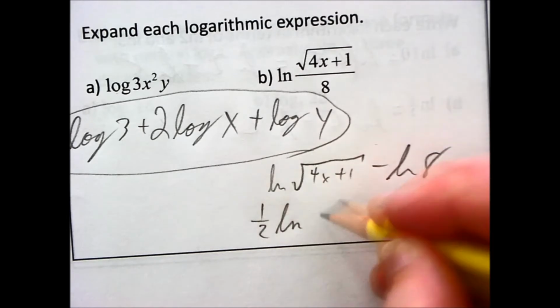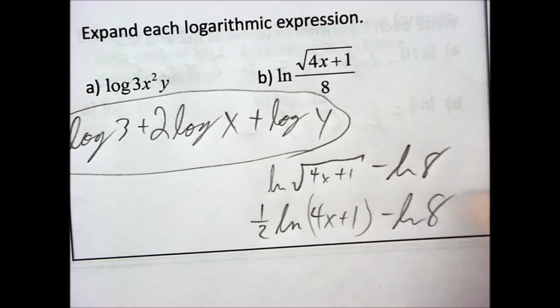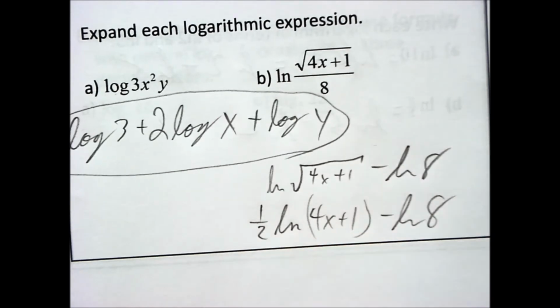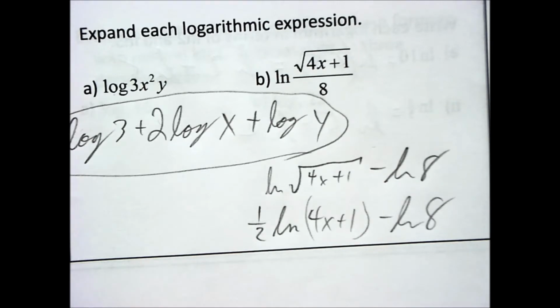So I have 1/2 ln of 4x plus 1 minus ln of 8. Now can I split this up at all, the 4x plus 1? No. If it's multiplication in there or division, you can split it up. If it's addition, you're just stuck.